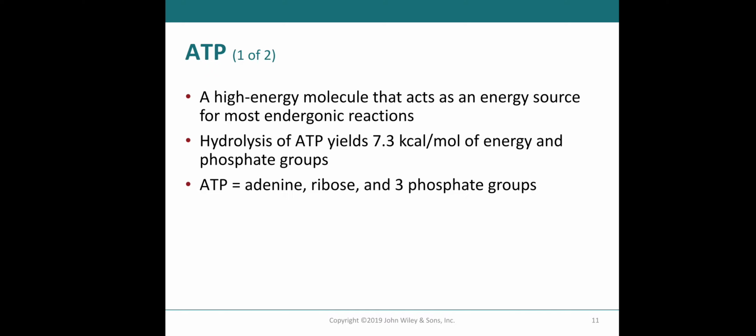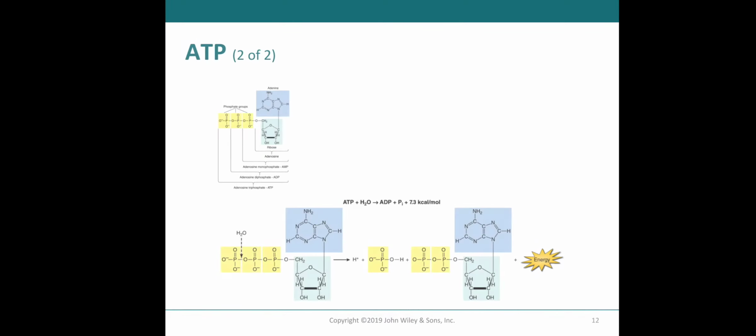Basically, ATP is made up of adenine, ribose, and the 3 phosphate groups. That's why it's called adenosine. Adenosine is adenine plus ribose. And then the phosphate groups are the triphosphates. That's why it's the TP: adenosine triphosphate. The phosphate groups here can be removed one at a time. So when ATP is hydrolyzed, you form ADP, adenosine diphosphate.